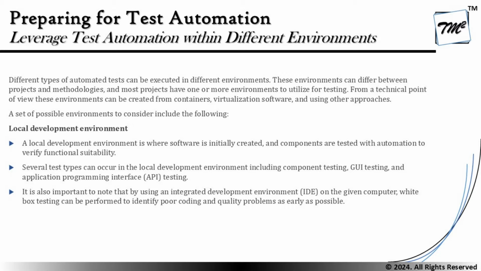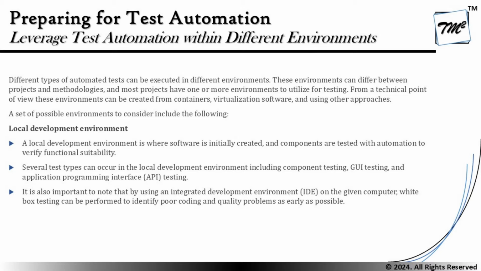To start with, the very first one we have is the local development environment. It says a local development environment is where software is initially created and components are tested with automation to verify functional suitability. Several test types can occur in the local development environment, including component testing, GUI testing, and application programming interface testing. It is also important to note that by using an integrated development environment on the given computer, white box testing can be performed to identify poor coding and quality problems as soon as possible.